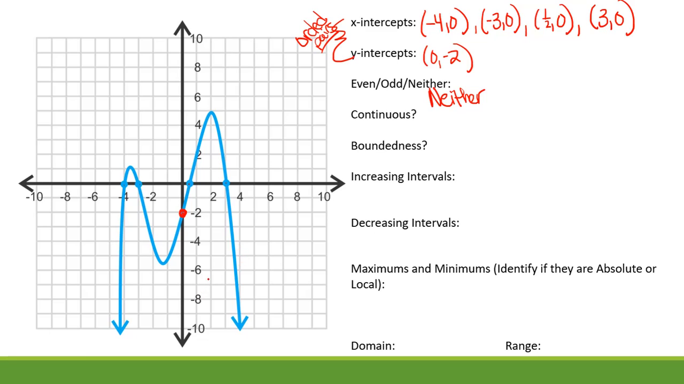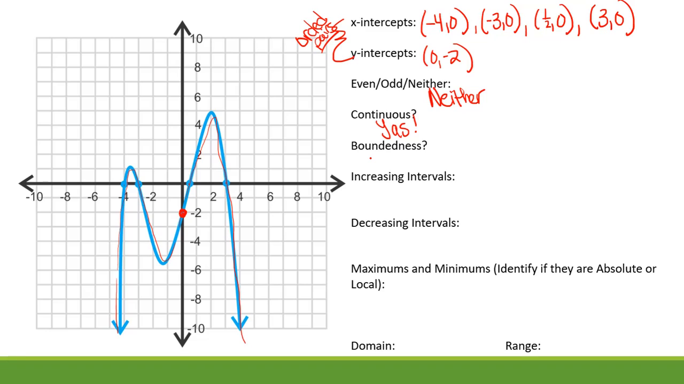Continuous. Continuous means if I start on the left-hand side of my graph and I start drawing, can I draw the entire graph without picking up my pencil? So I'm going to do that. Not picking up my pencil, not picking up my pencil. Definitely continuous, right? Because I could draw this entire thing. So I would say, yes, it is totally continuous. Okay.